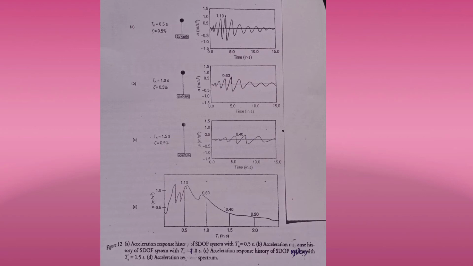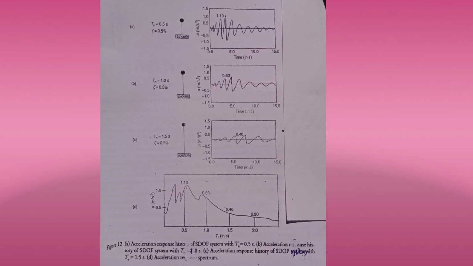Here the response spectrum is plotted for figure A, figure B and figure C. These three are combined in figure D. Figure D indicates your response spectrum, whereas figures A, B and C indicate your response histories. Figure A is of time period 0.5 second, figure B is of 1 second, and figure C is of 1.5 second. Here, as time period increases, the height of the building also increases, as you can see in the picture. If you want, I can send you this particular figure in the group.